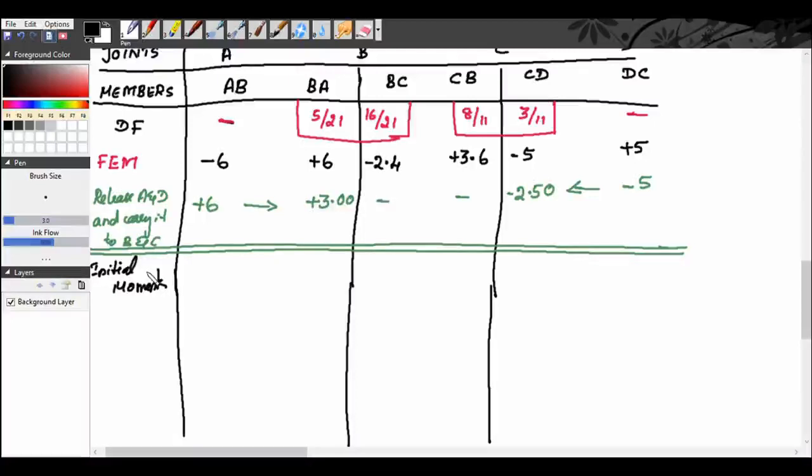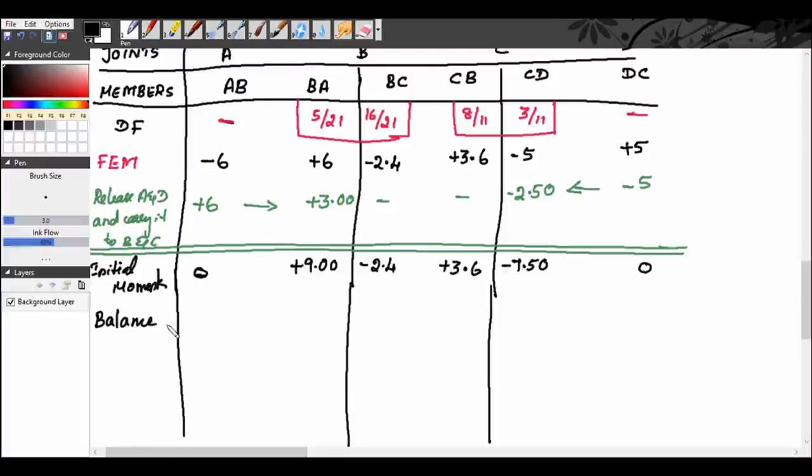So our initial moments at AB, it is 0. Minus 6 plus 6, 0. We don't have any initial moments. For BA, it is plus 6 plus 3. We have plus 9.00. For BC, we have minus 2.4. For CB, it is plus 3.6. For CD, it is minus 5 minus 2.5. So it is minus 7.5. And for DC, plus 5 minus 5, 0. Now we will start from here. Okay, we have to start from here. Initial moments. Now we will go for balancing.